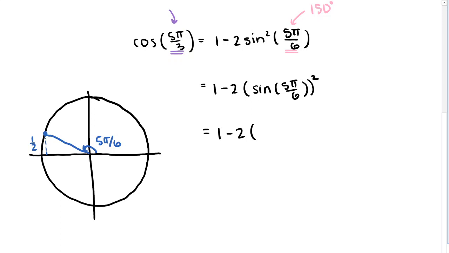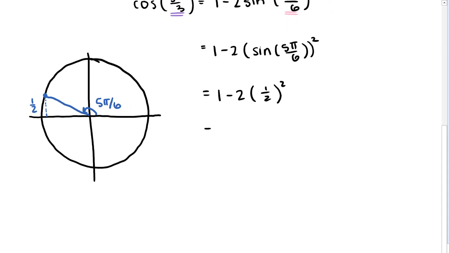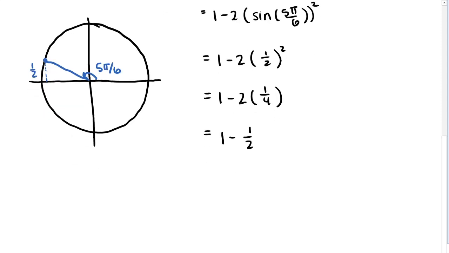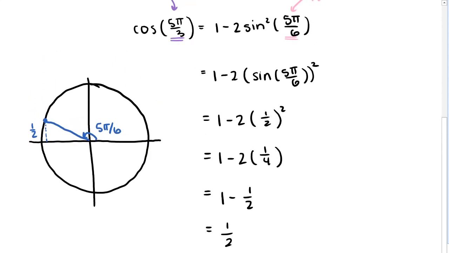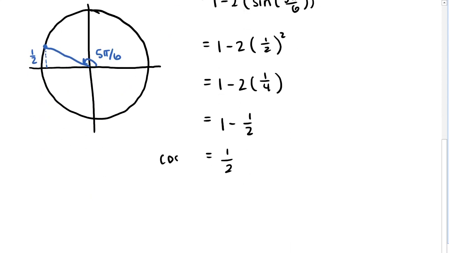Okay, so this is 1/2 squared. And so when we continue evaluating this, we have 1 minus 2 times 1/4, which is the same as 1 minus, well, 2 times 1/4, that's 1/2. And so we actually also get 1/2 here as a result. Right, so this was to evaluate cosine of 5 pi over 3.